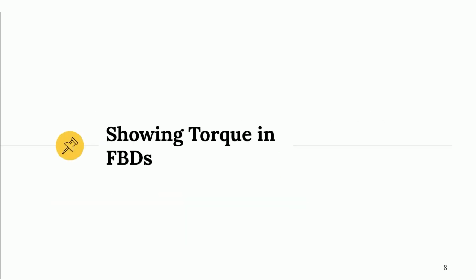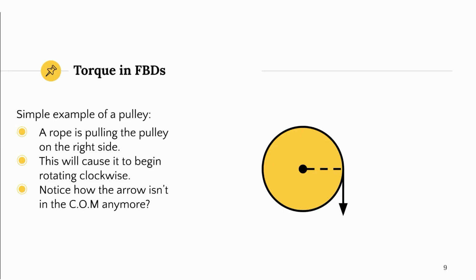Showing torque in free body diagrams. This is a simple example of a pulley. A rope is pulling the pulley on the right side. This will cause it to begin rotating clockwise. Notice how the arrow isn't in the center of mass anymore. Earlier, when we were talking about free body diagrams, the arrow was always pointing out of the center of mass. That's because that's the point all the forces are truly acting on an object. However, when there is torque, the force is not acting on the center of mass, and that causes a form of torque. You see, if it's not on the center of mass, that means it's rotating the object around.